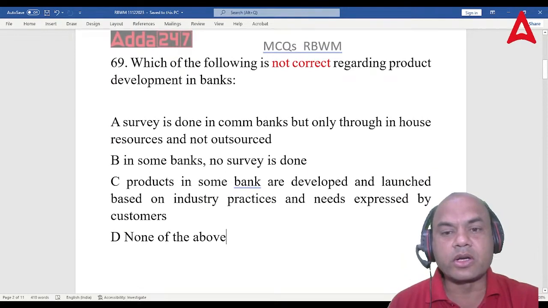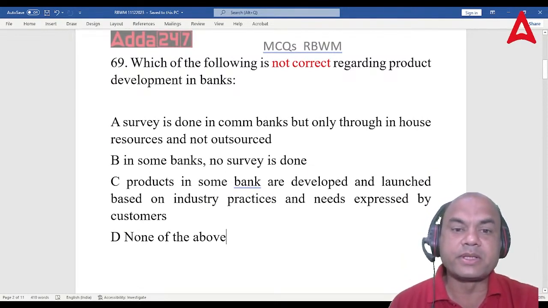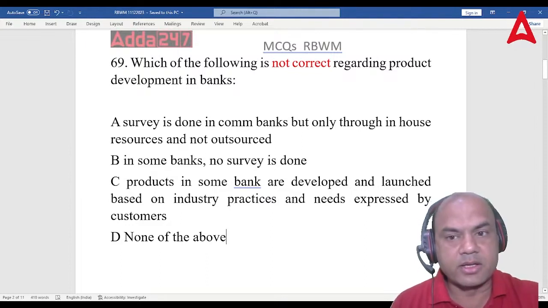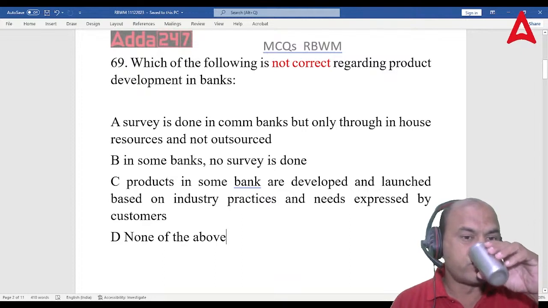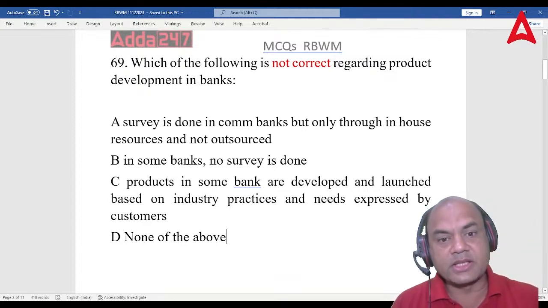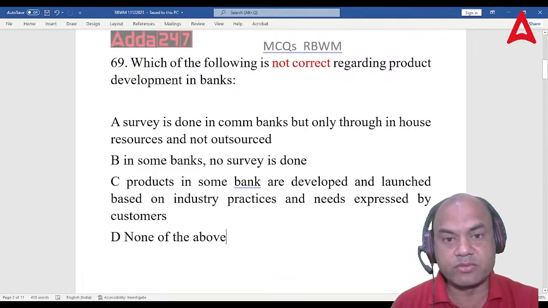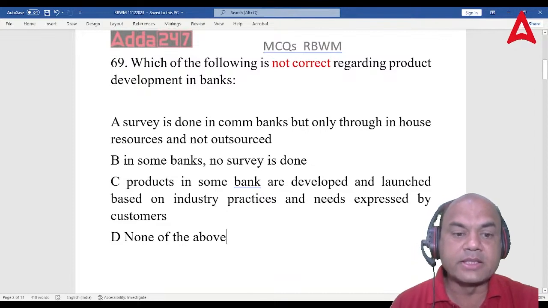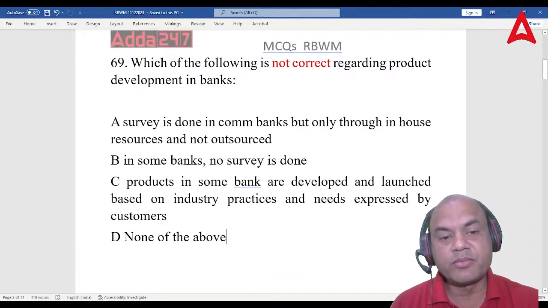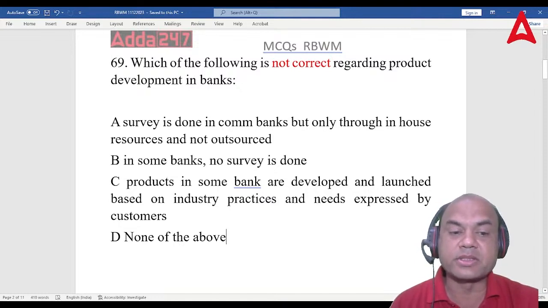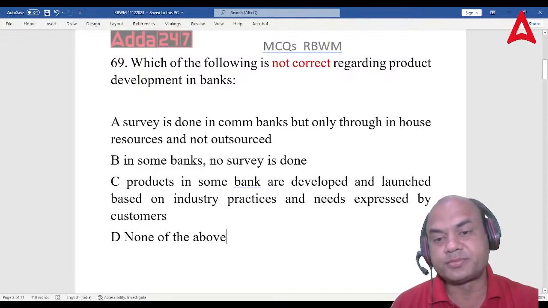Which of the following is not correct regarding product developments in bank? We want what is not correct regarding product development. A: Survey is done in commercial banks, but only through in-house resources and not outsourced. B: In some banks, no survey is done. C: Products in some banks are developed and launched based on the industry practices and needs expressed by the customers. And D: none of the above. So, which of them is not correct?